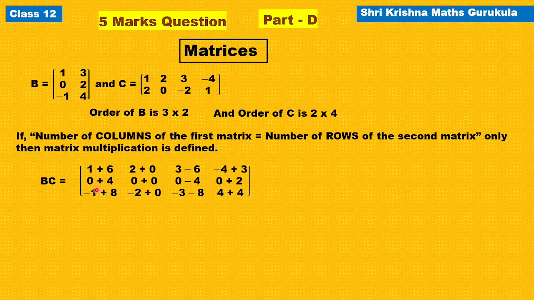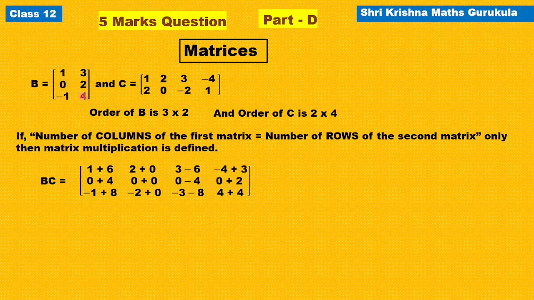Now second row, first column. 0 into 1 is 0. 2 into 2, 4. Then second row, second column gives 0 into 2 gives 0. 2 into 0 is also 0. Then second row, third column. So 0 into 3 is 0. Then 2 into minus 2 is minus 4. Then second row, fourth column. So 0 into minus 4 is 0. Then 2 into 1 is 2. So it is 0 plus 2. Okay. Now we are done with first 2 rows.